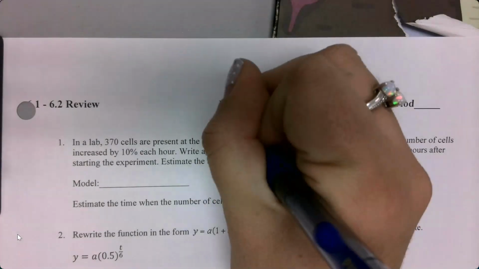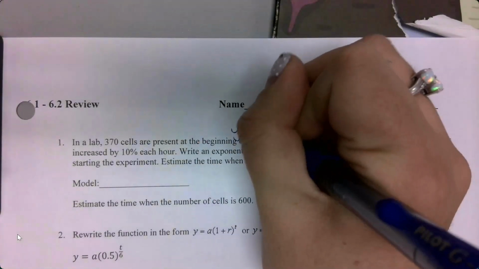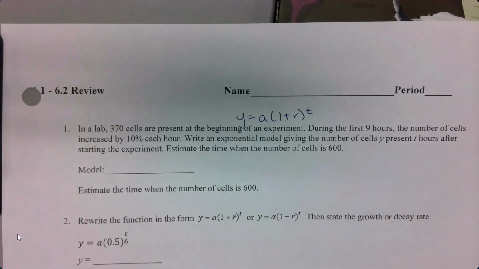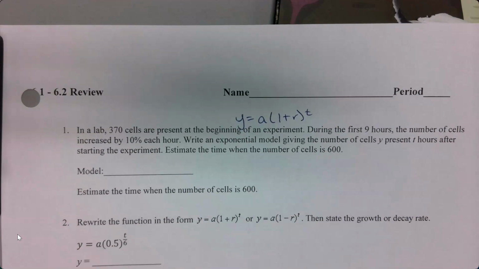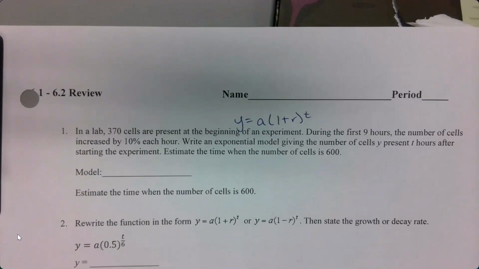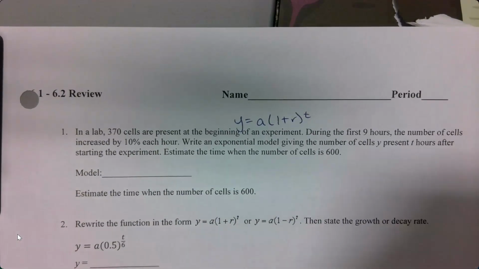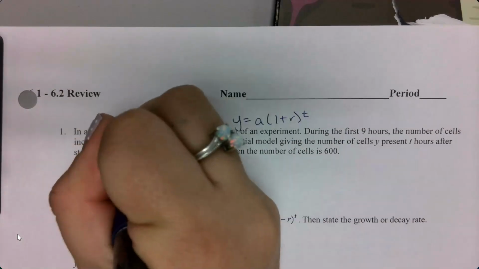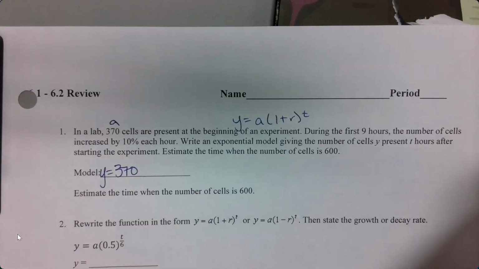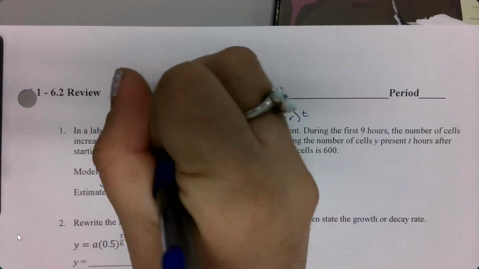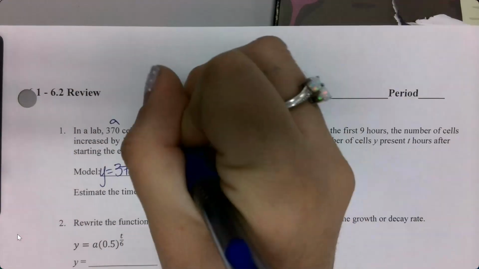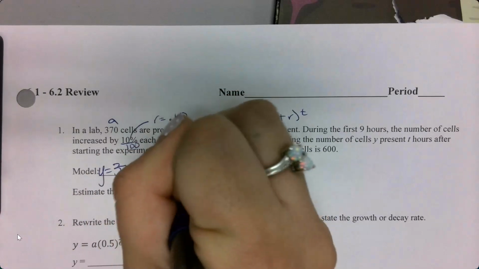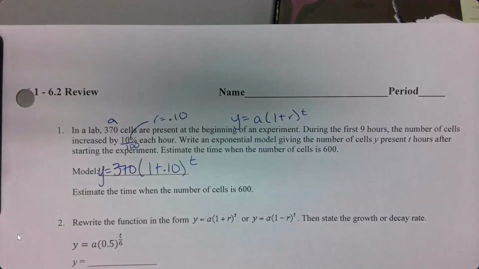So for this one, I'm using the formula y equals a times 1 plus r to the t. I can tell this because I'm not compounding, so I don't need to divide my r by anything. And I know it's plus because it says it's increasing. So it's going to be y equals, my a is 370. Then my rate is going to be 10 divided by 100, so 0.10 as a decimal. 1 plus 0.10 raised to the t power.